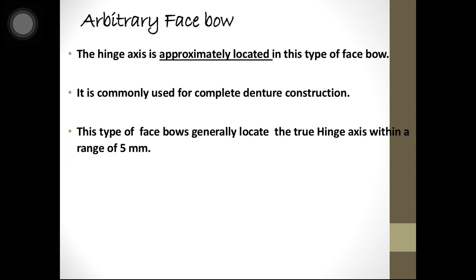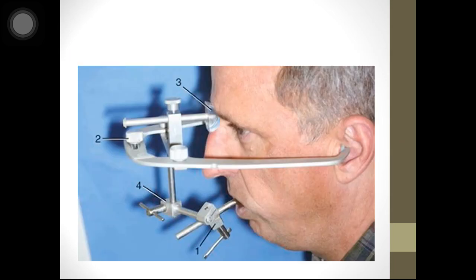In the arbitrary face bow, the hinge axis is approximately located, and it is commonly used for complete denture construction. This type of face bow generally locates the true hinge axis within a range of 5 millimeters. Most of the time you are under 5 millimeters of error from the exact hinge axis of that patient.